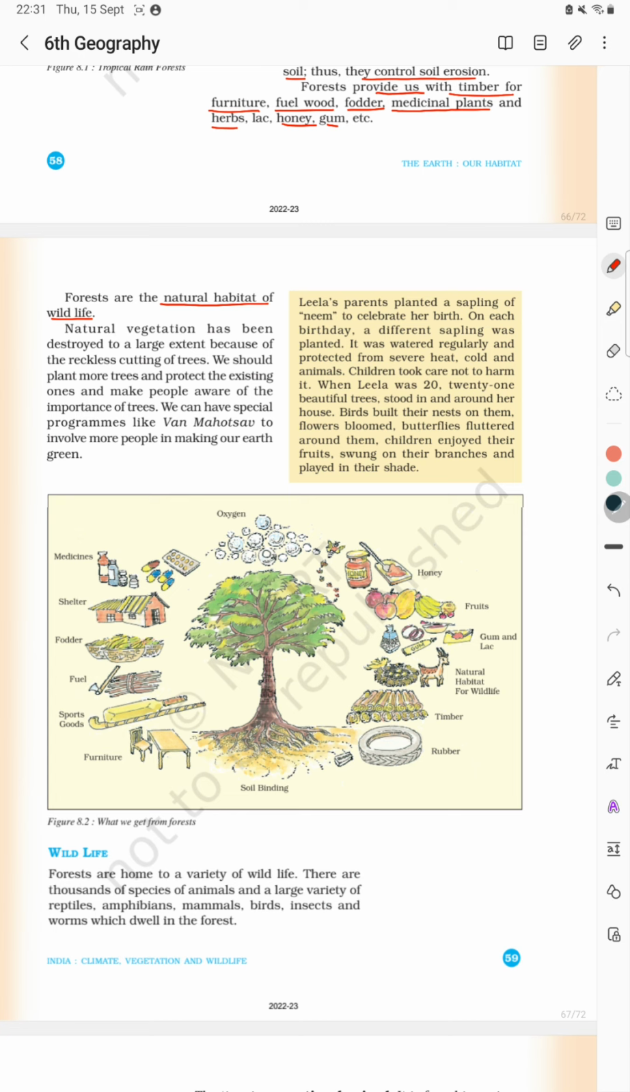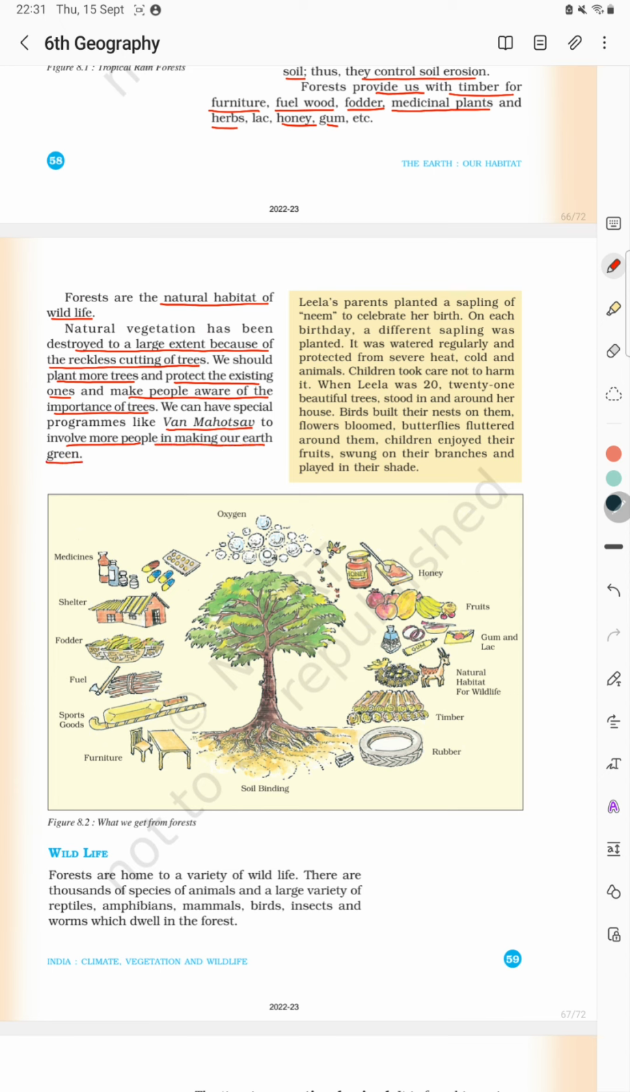Natural vegetation has been destroyed to a large extent because of the reckless cutting of trees. We should plant more trees, protect the existing ones, and make people aware of the importance of trees. We can have special programs like Van Mahotsav to involve more people in making our earth green.